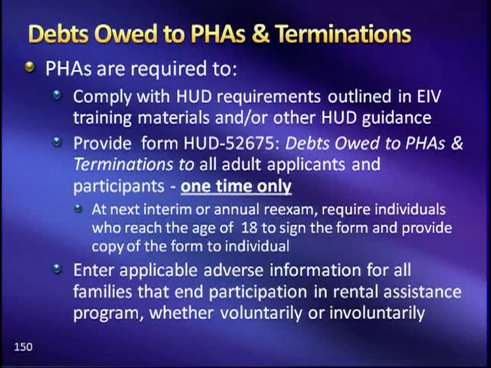And then next, it's not optional, because HUD has obtained an OMB control number or Paperwork Reduction Act authorization, you are required to enter all applicable adverse information for families that end participation in any PIH program, whether they left the program voluntarily or involuntarily.